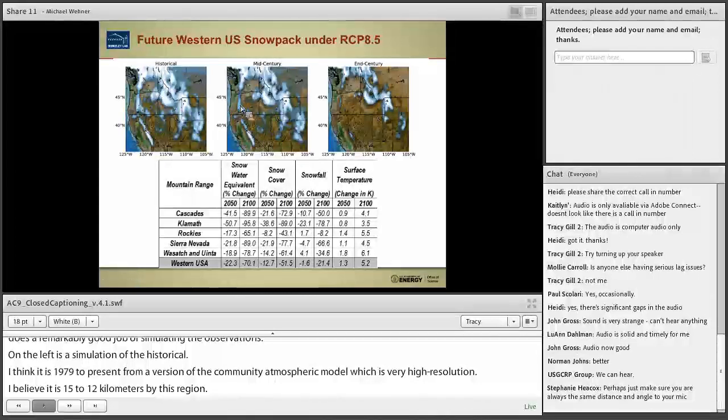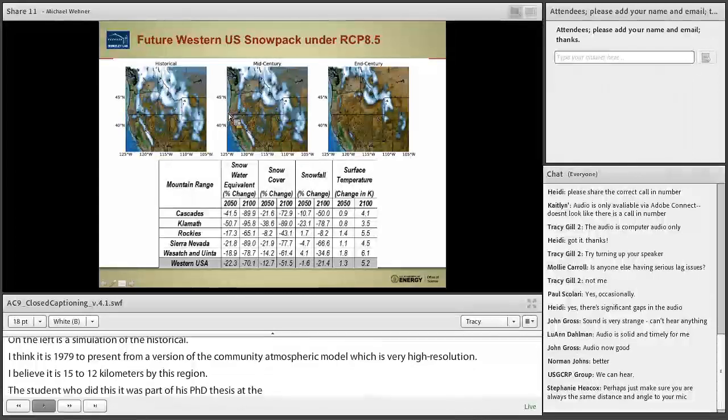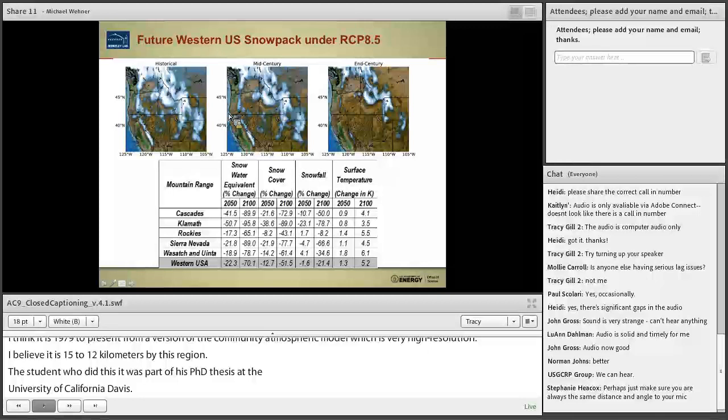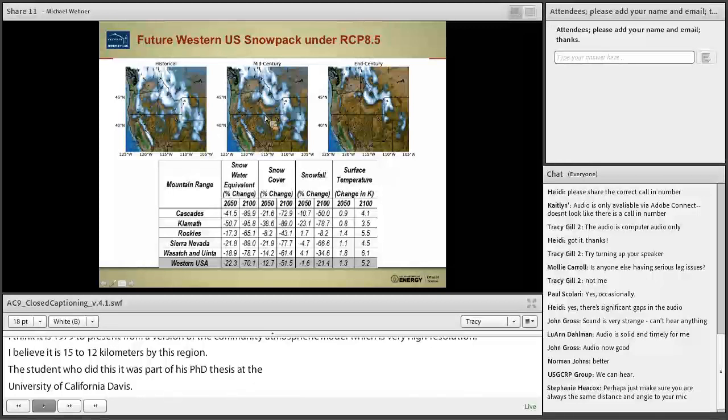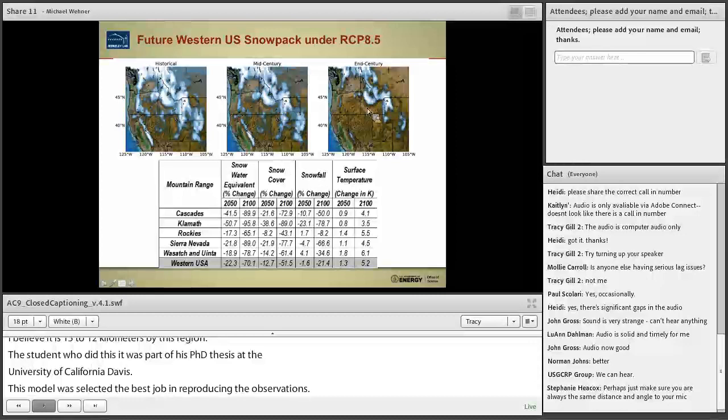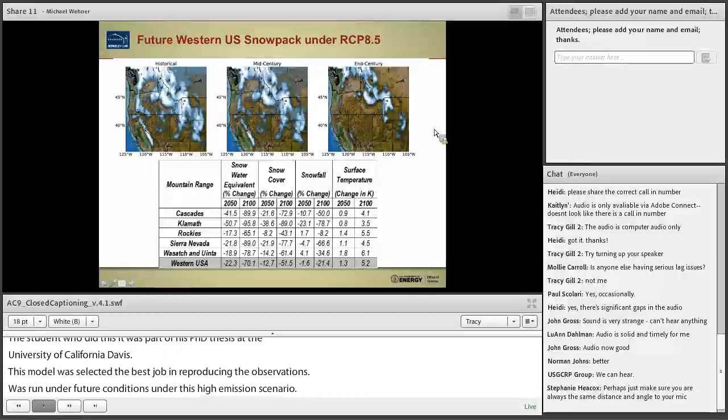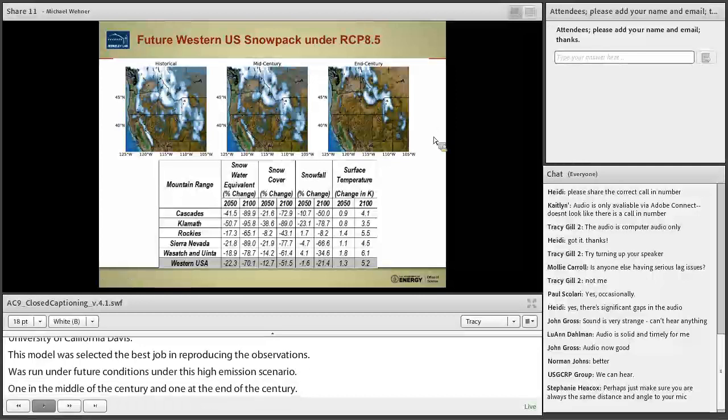And then he ran it under two future conditions under this RCP 8.5 high emission scenario, one at the middle of the century and one at the end of the century. And this picture made by my colleague Hari Krishnan at Berkeley Lab shows quite clearly by the end of the century, there's a dramatic reduction in the snowpack.